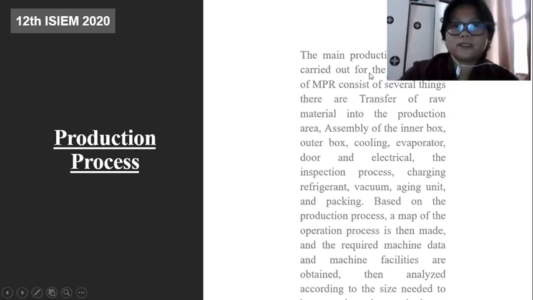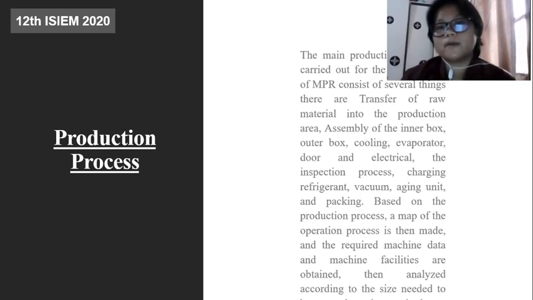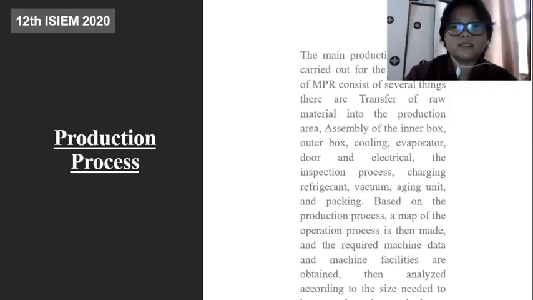The main production process carried out for the manufacture of MPR consists of several things: transfer of raw material into the production area, assembly of the inner box, outer box, cooling, evaporator, door, and electrical, and then the inspection process, charging, refrigerant, vacuum, aging unit, and packing. Based on the production process, a map of the operation process is made, and the required machine data and machine facilities are obtained and analyzed according to the size needed.